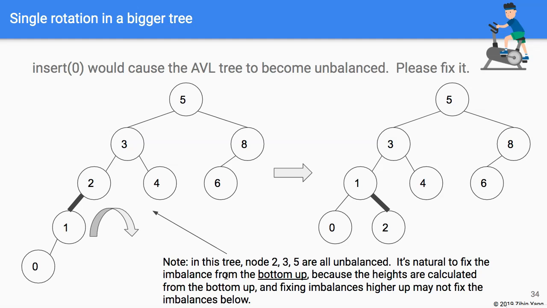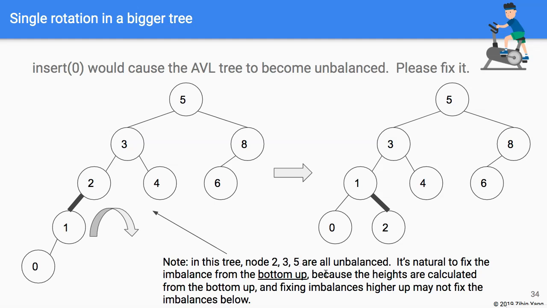Okay, and another thing I want to point out is that when you look at where the imbalance actually occurs, it not just occurs at node 2, there's also an imbalance at node 3, right? Because at 3, the left subtree here, the height is 2, and the right subtree of 3, the height is 0. So 3 is also imbalanced, and 5 is also imbalanced. But we want to fix the one that is the lowest in the tree.